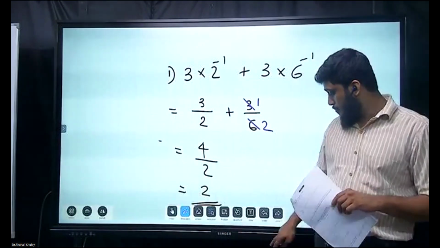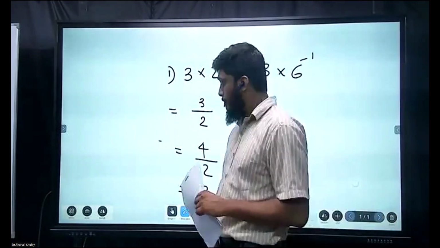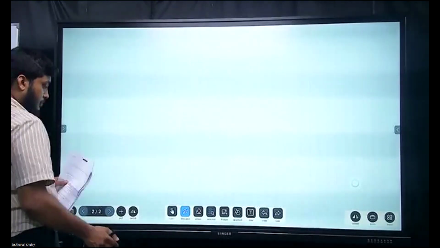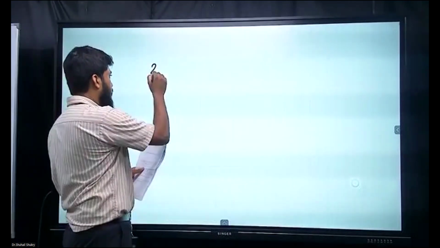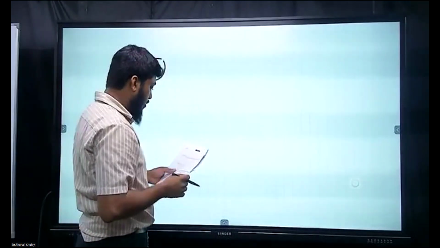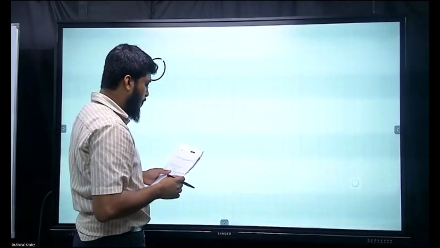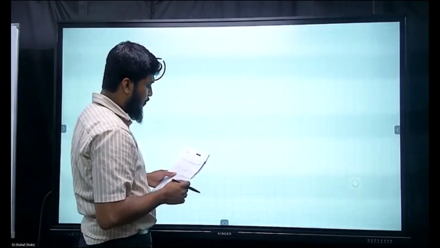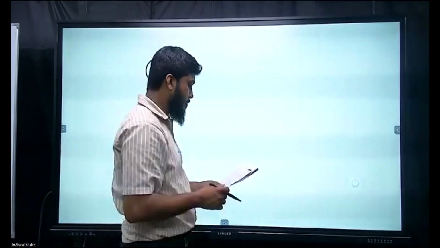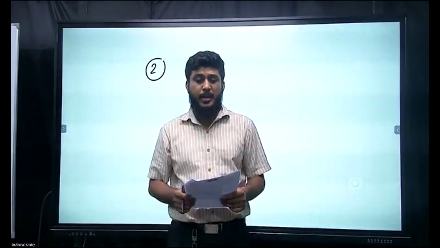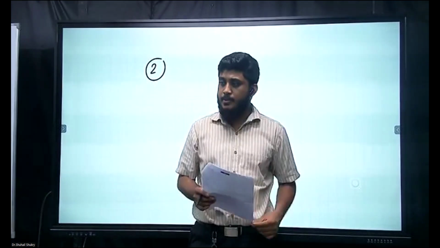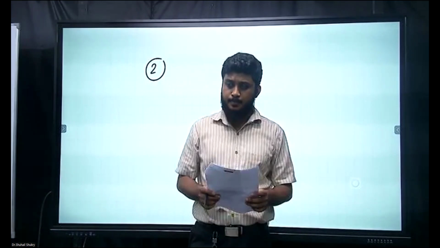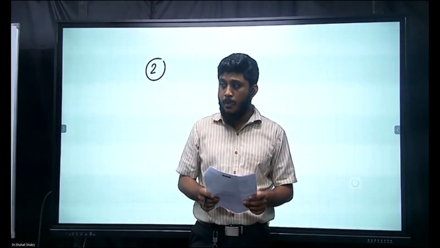Second question, question number 2. Find the probability of obtaining a prime number when randomly selecting a number from the set S. What do you mean by S? Sample space. So the sample space they have given is 1 to 9.